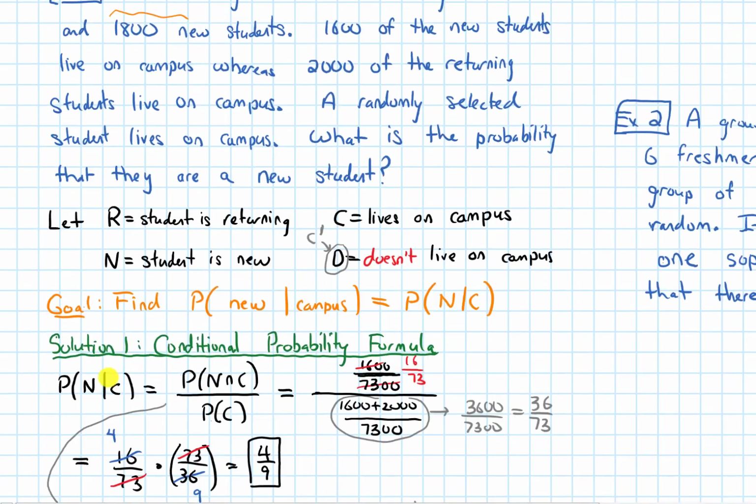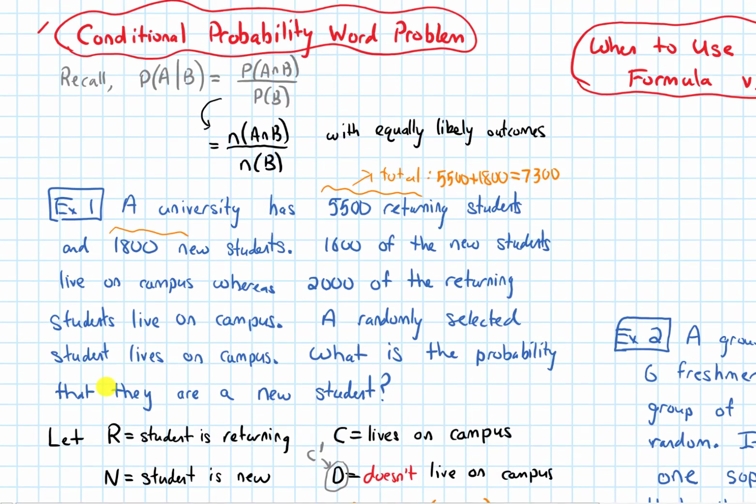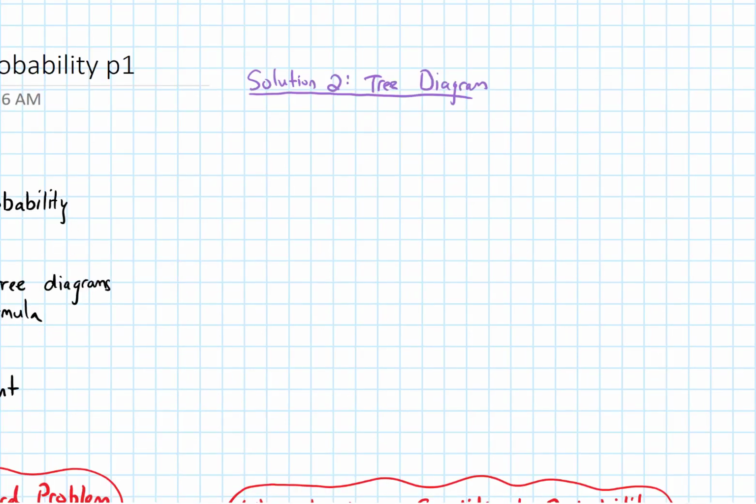So when we do have equally likely outcomes, like we said on the top, we can use this bottom formula for conditional probability, rather than computing the probability on the top and the probability on the bottom. Both of them will work, just the bottom one was a little bit quicker. So next, let's solve this in another way, using tree diagrams.